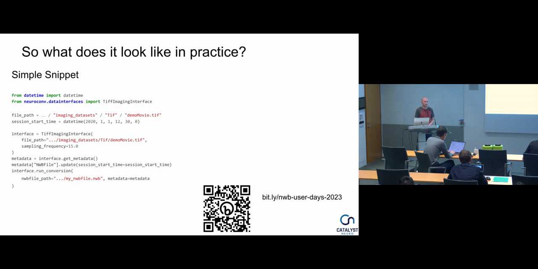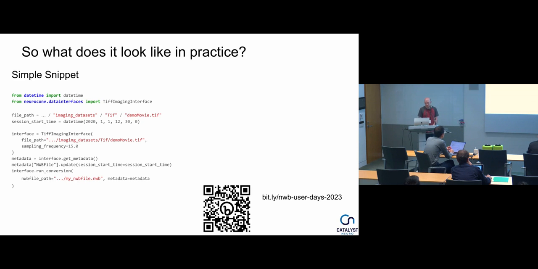But a simple snippet of a NeuroConv conversion, in this case, just a one-off conversion of a TIFF file that contains multiple stacks through multiple pages in that single file. The TIFF file is called Demo Movie. I import my TIFF imaging interface. TIFF is one of those formats that doesn't automatically encode when it was turned on, the exact timestamp. So we do insist that you use Python datetime to set that. In this case, I made up a number, 12:30 on January 1st, 2020.